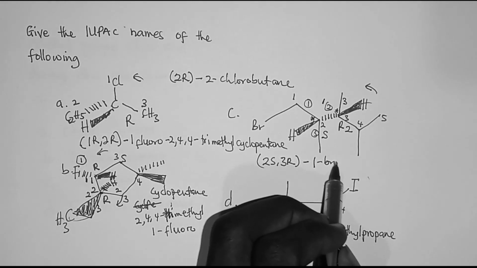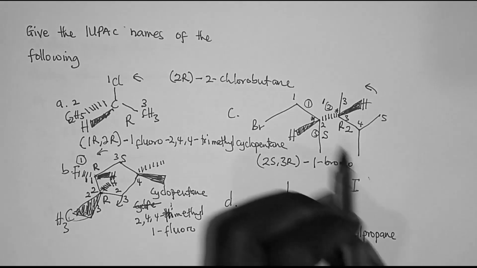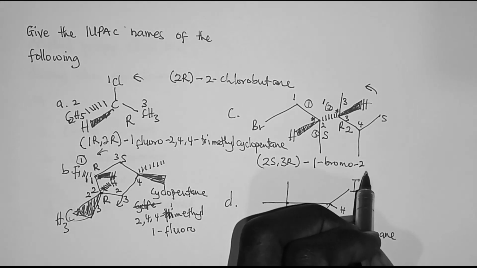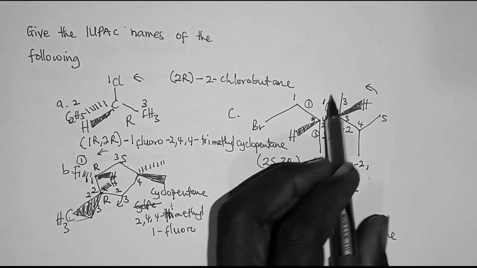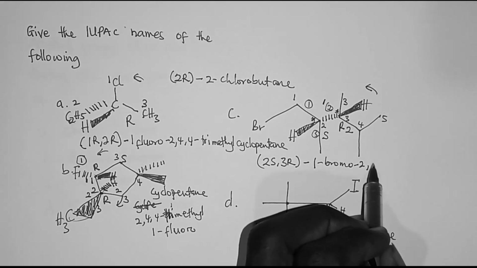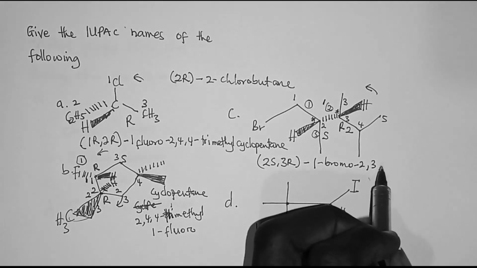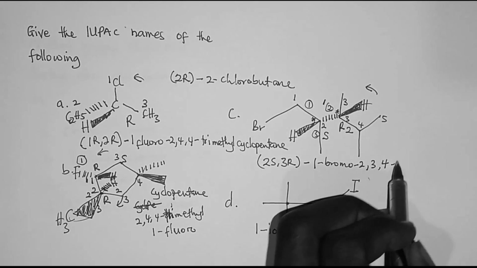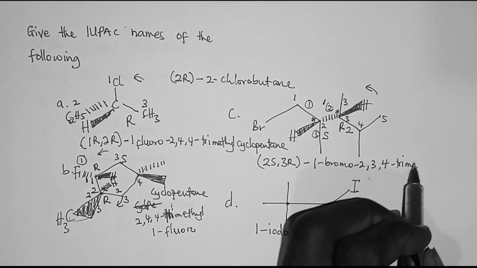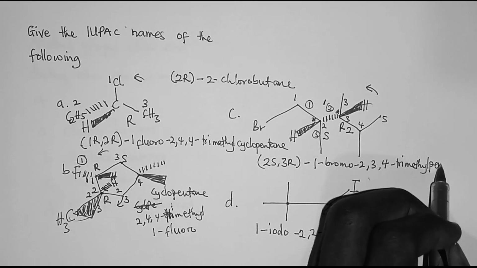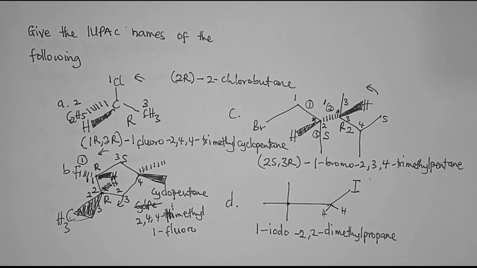So 1 bromo, and then the substituents are a methyl on carbon number 2, 2 methyl. There's also a methyl substituent on carbon number 3, 3 methyl. There's also another substituent on carbon number 4, 4 trimethyl pentane. So that is the name of this compound.